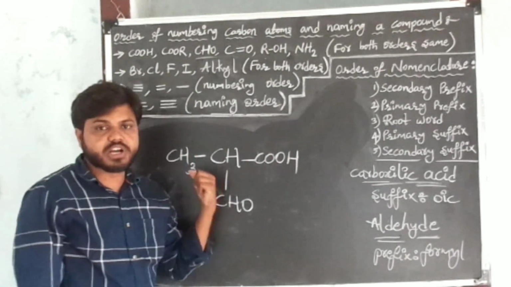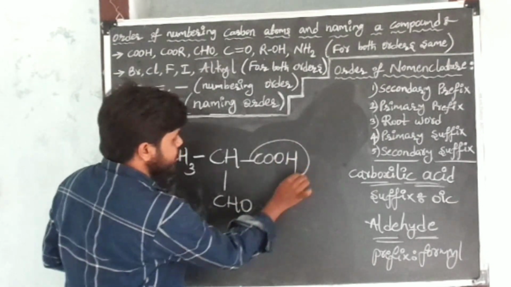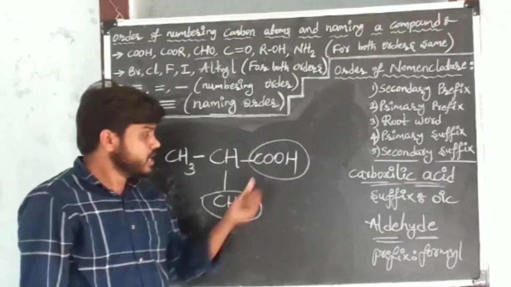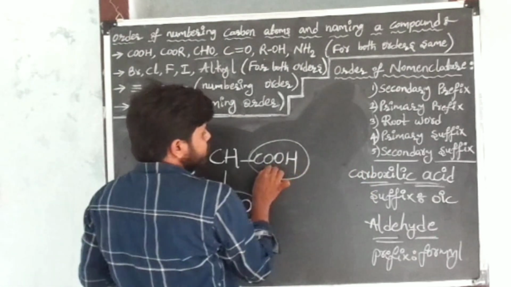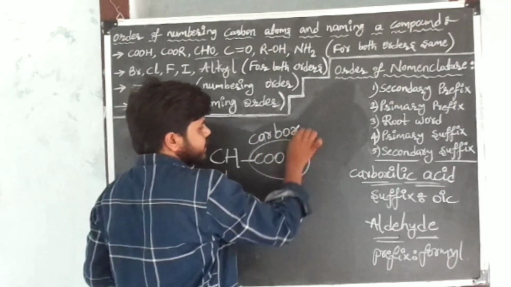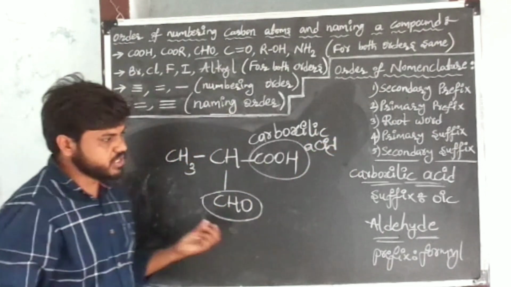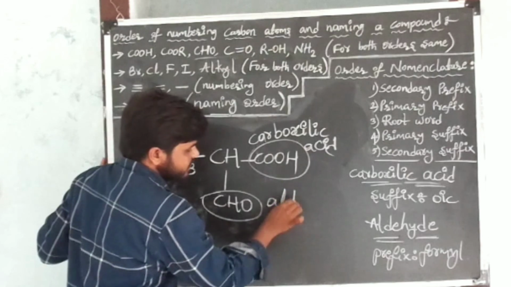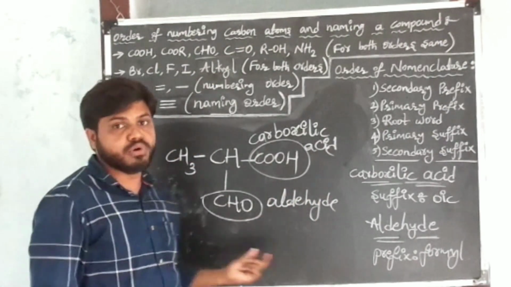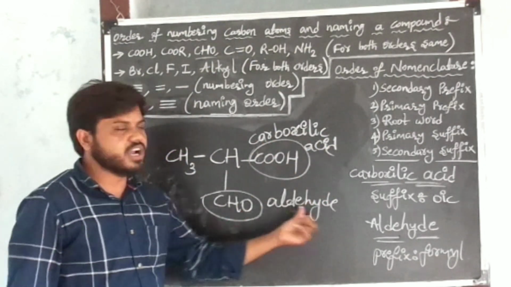This is the given carbon compound. In the given carbon compound, 2 functional groups are there. This is one functional group and this is another functional group. The name of this functional group is carboxylic acid. And the name of the other functional group is aldehyde. So in the given carbon compound, 2 functional groups are there: one is carboxylic acid, the other is aldehyde.